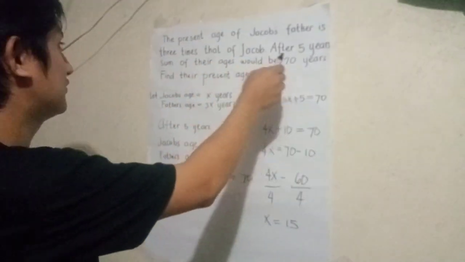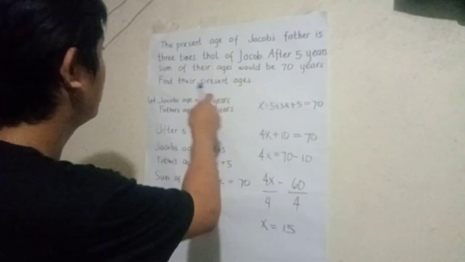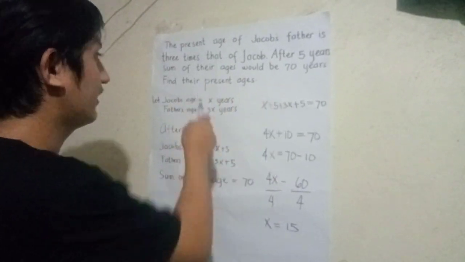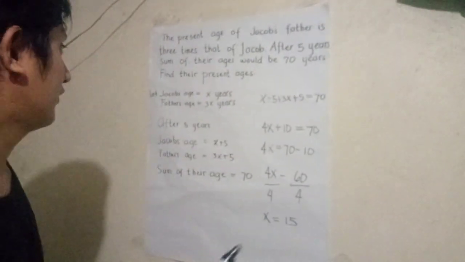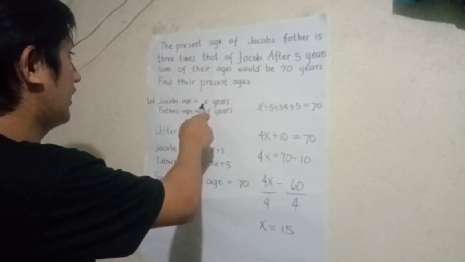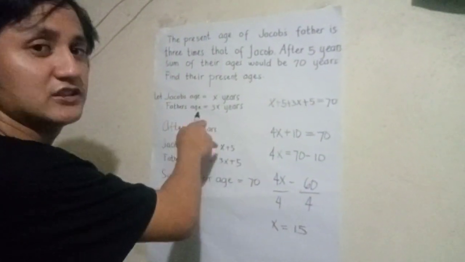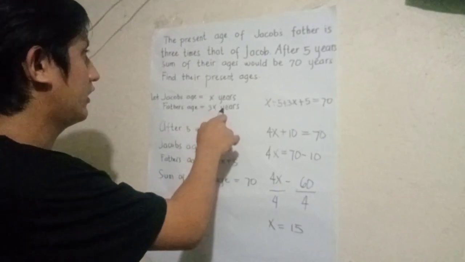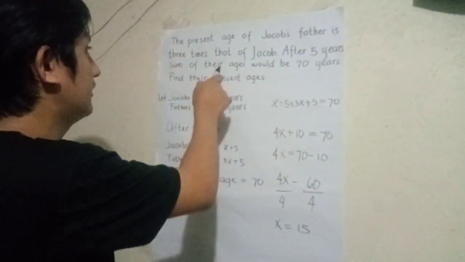The present age of Jacob's father is 3 times that of Jacob. After 5 years, the sum of their ages would be 70 years. Find their present ages. So first, we will let Jacob's age equal x years. Then his father's age is equal to 3x, or 3 times Jacob's age.